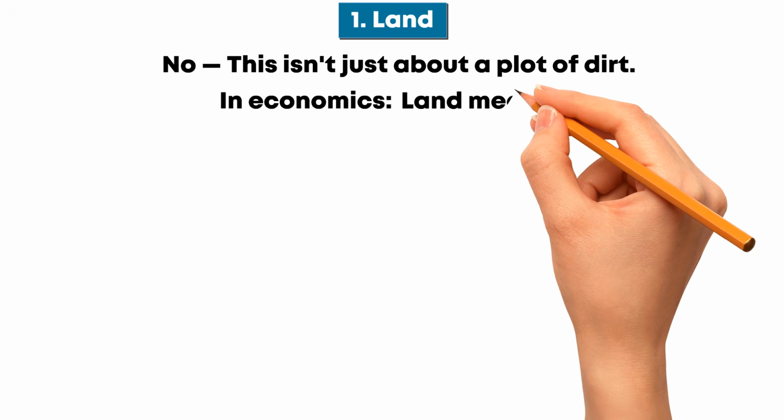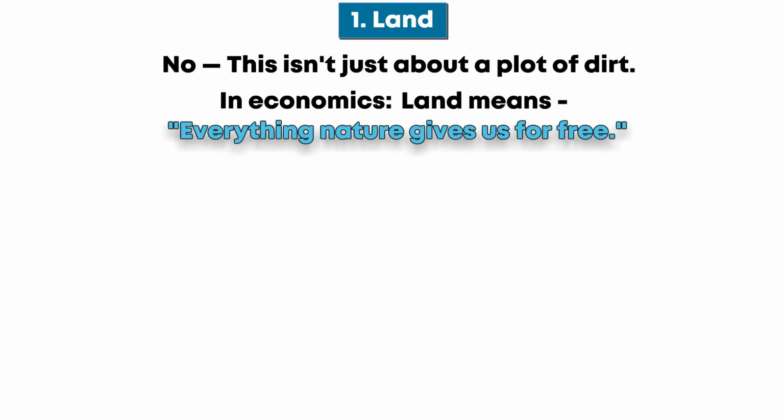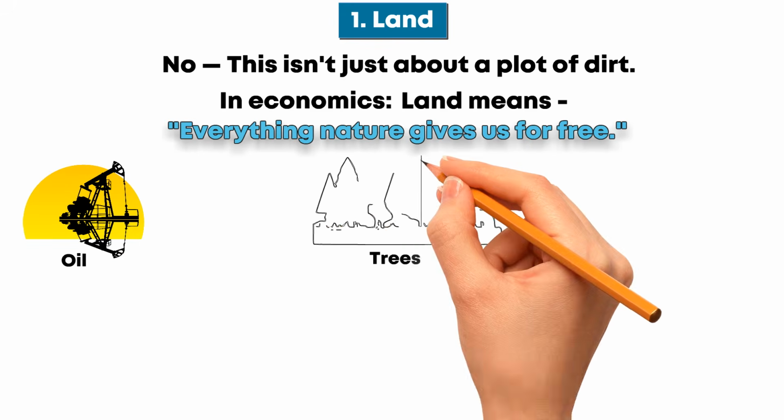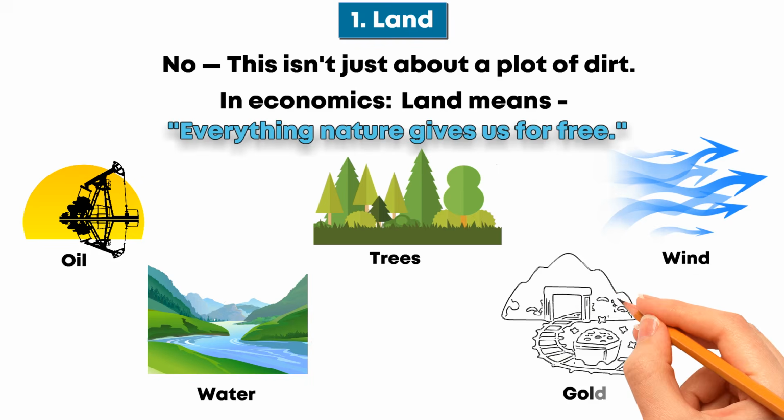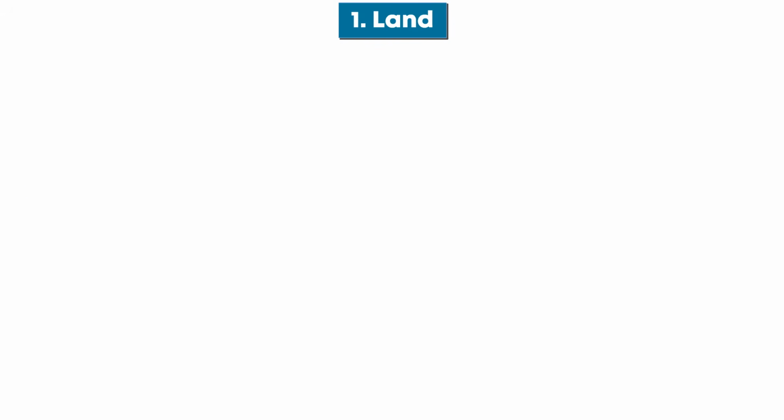In economics, land means everything nature gives us for free. Oil underground, trees in a forest, wind in the air, water in rivers. Gold buried deep in the earth. These are split into two types.